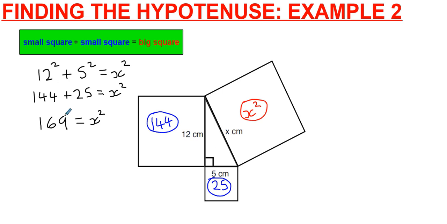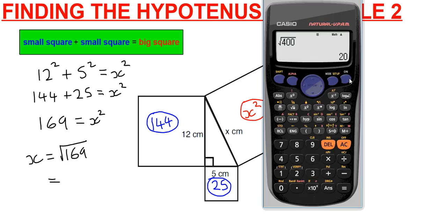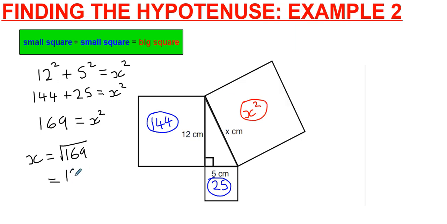And the final step, as always using this method, is to square root the final number we get. And so x is going to be the square root of 169, which, if you try this on your calculator, tick 169 equals 13. And so x equals 13 centimetres.